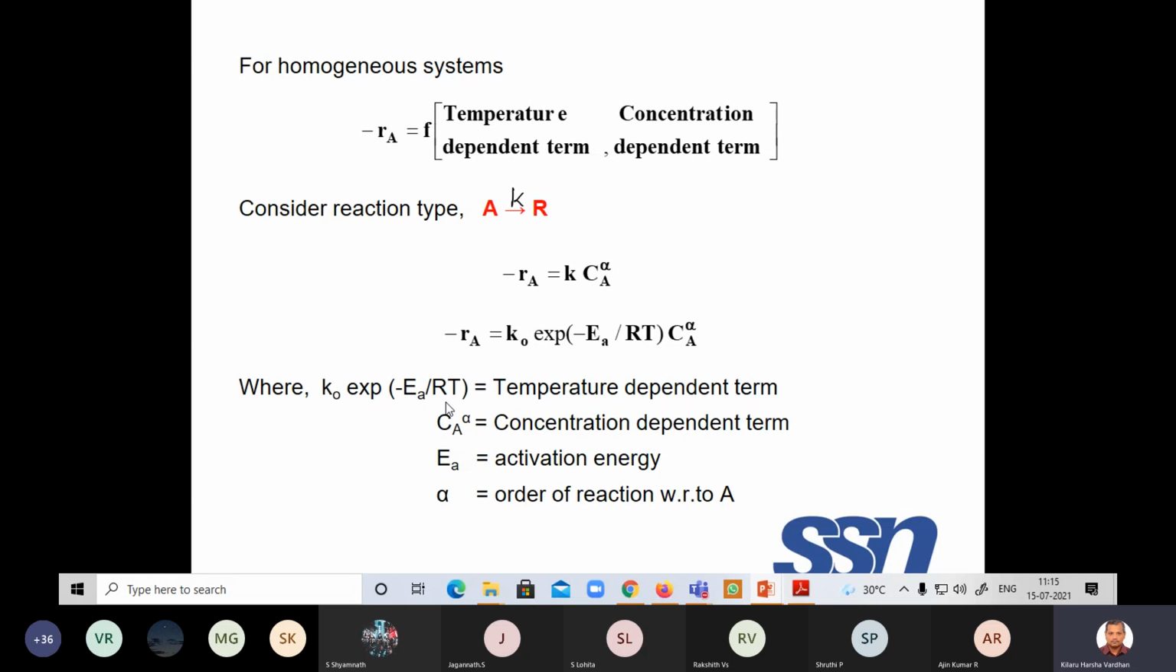So where K naught exponential minus E by RT is the temperature dependent term, Ca power alpha is the concentration dependent term, Ea is the activation energy. Activation energy is the minimum energy required for the molecule to take part in the reaction. Alpha is the order of a reaction with respect to A. It can be first order, second order, or third order. Based on that, alpha will change. So this is a very important expression, how to write the rate. Rate is a function of temperature dependent term and concentration dependent term.